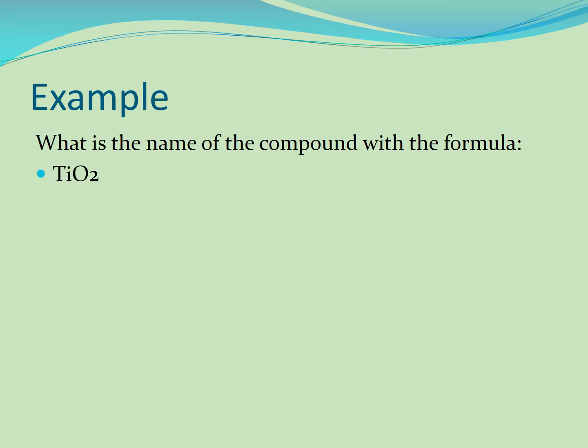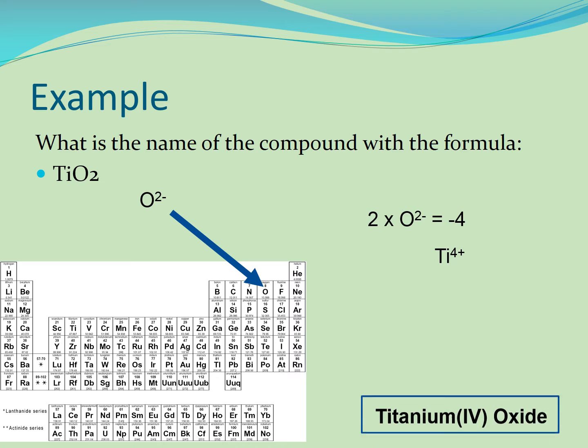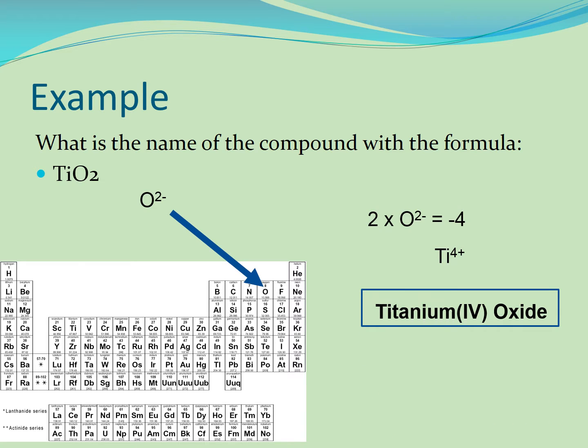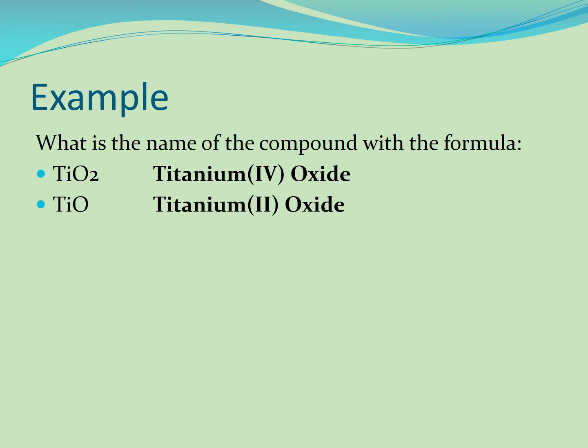Here's another example. Here's TiO2. So once again, I look at the periodic table, identify oxygen as in column 6A. So it has a -2 charge on it. There are 2 oxygens, and so 2 times the -2 gives me a -4. That means titanium has to be a +4. So I have titanium 4 oxide. And again, titanium typically comes in 2 possible states. So titanium 4 oxide, or I could have titanium 2 oxide. So that would just be TiO.